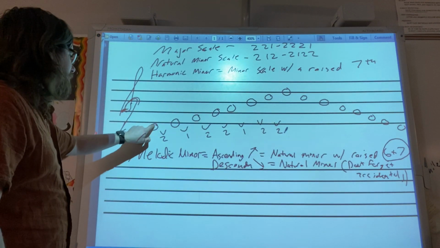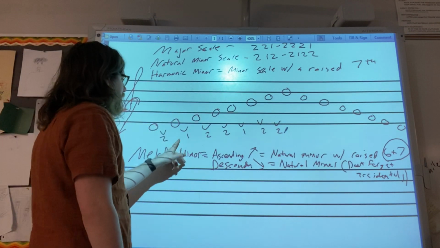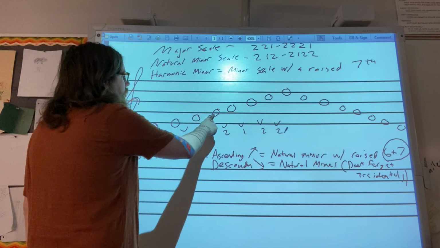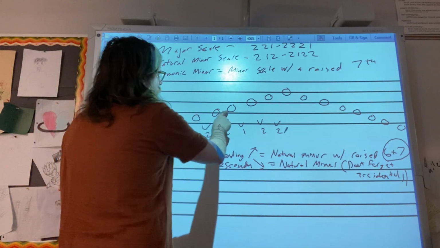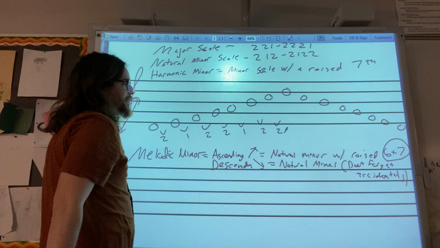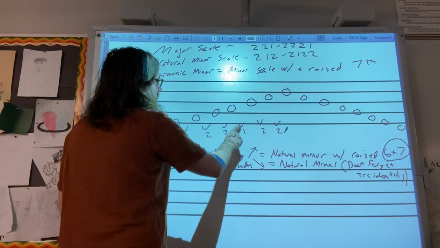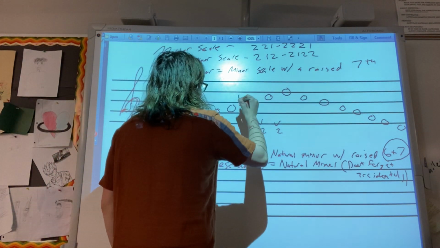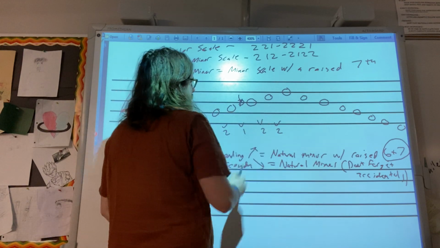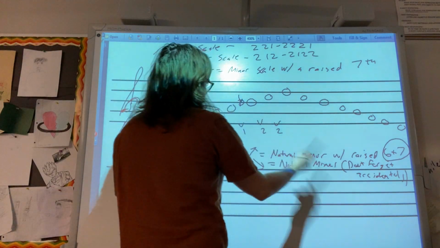Okay? So D going up by 2 turns to E. E going up by 1 turns to F. F going up by 2 turns to G. G going up by 2 turns to A. So far we have no sharps or flats. Pretty easy. A going up by 1 turns into B flat. Okay? B flat up by 2 goes to C. C up by 2 goes to D. And so on. Okay?